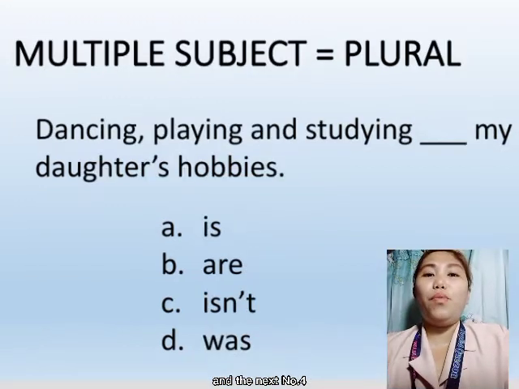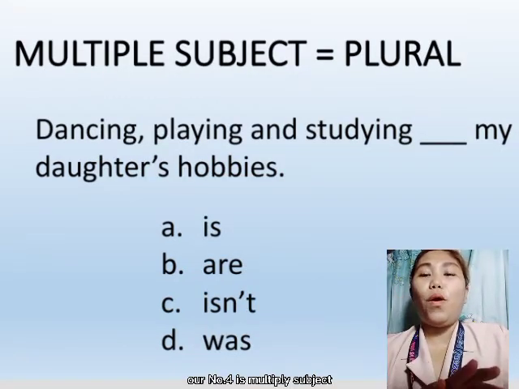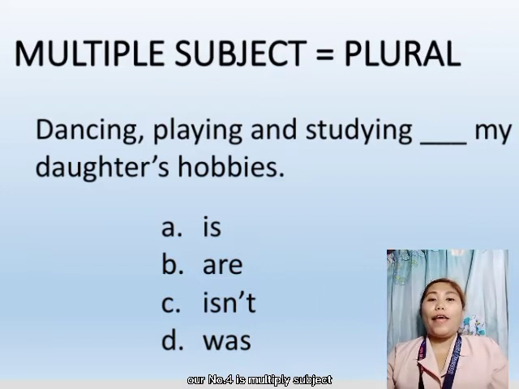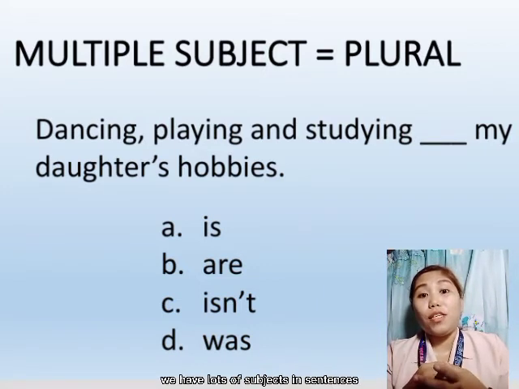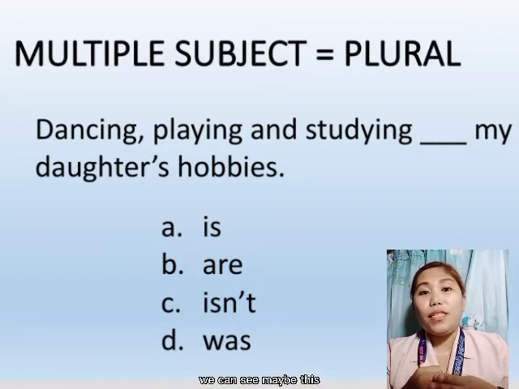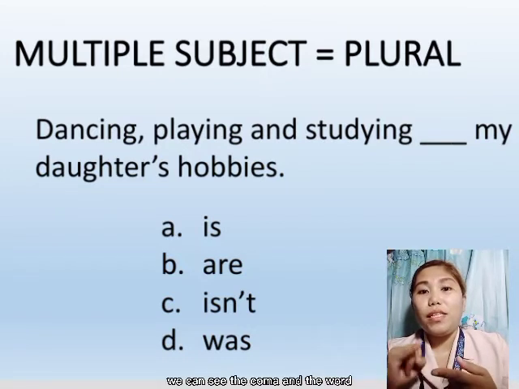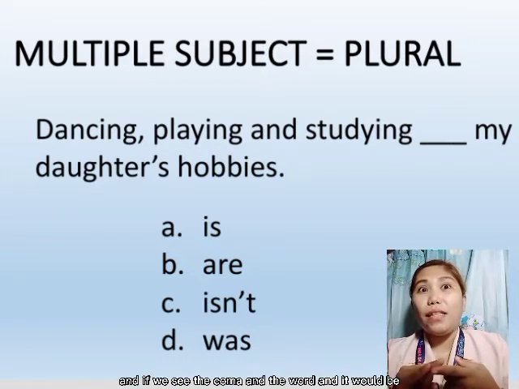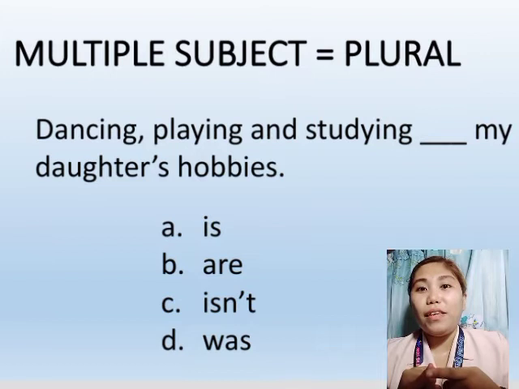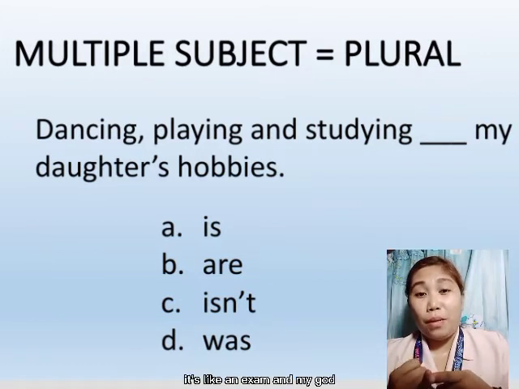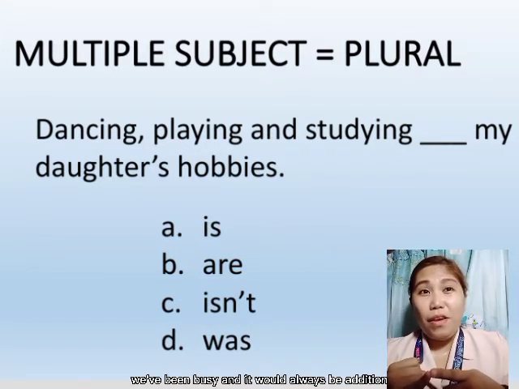And the next, number 4, is multiple subjects. When you say multiple subjects, we have lots of subjects in a sentence. If it is a multiple subject, we can see the comma and the word and. If we see the comma and the word and, it is addition, like in mathematics, when we say and, it is always addition.